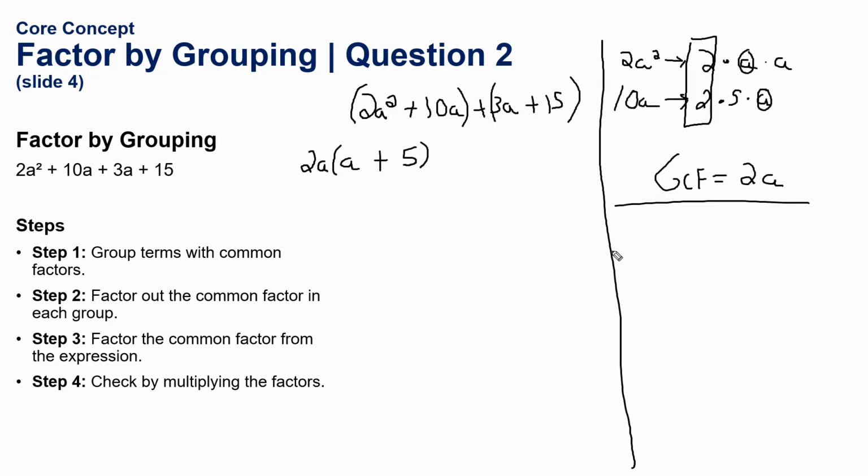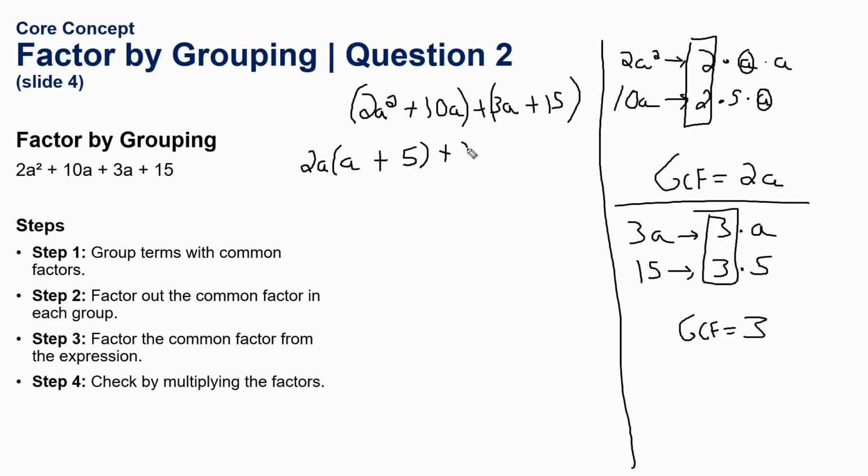Let's look at the second parentheses in this case. So let's factor it out. So we have 3A, which can be labeled as 3 times A. And then 15 can be labeled as 3 times 5. So the common factor in this case is just the 3 and the 3. That is our GCF, greatest common factor, is our 3. So then at this point we can write this as plus 3 on the outside of the parentheses, and then A plus 5 on the inside, right? 3 times A is 3A, 3 times 5 is 15.